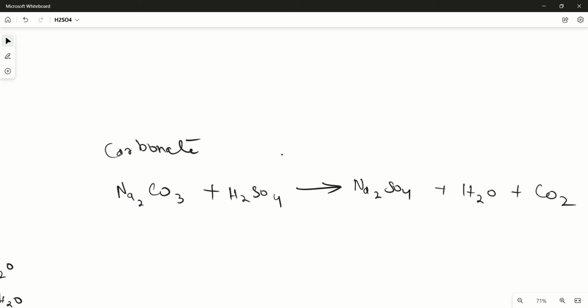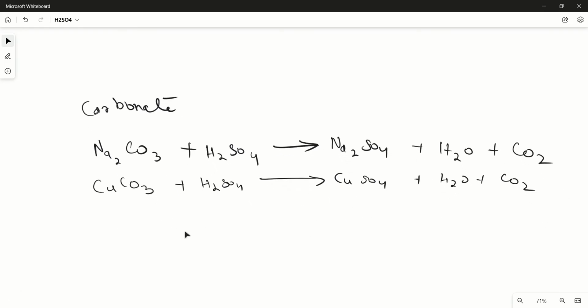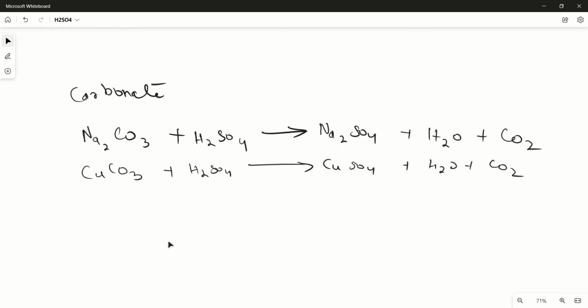So let's take an example. Let's take CuCO3. CuCO3 plus H2SO4 gives us CuSO4 plus H2O plus CO2. Is it balanced? It is. Yes, it is. Okay. Great. All right. Any other carbonates we can take?